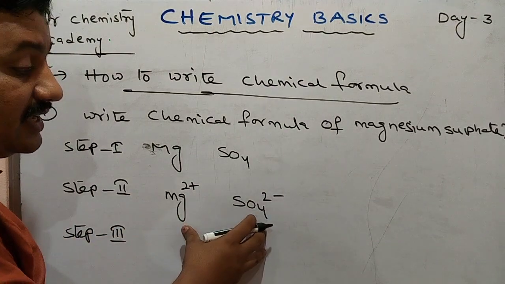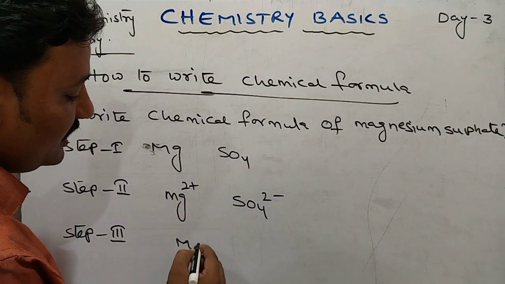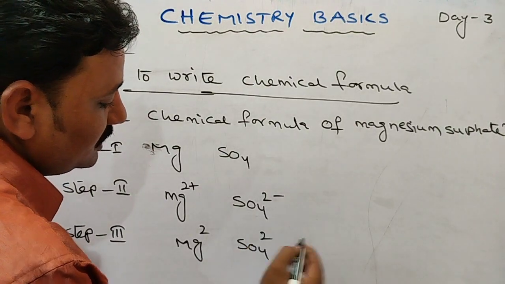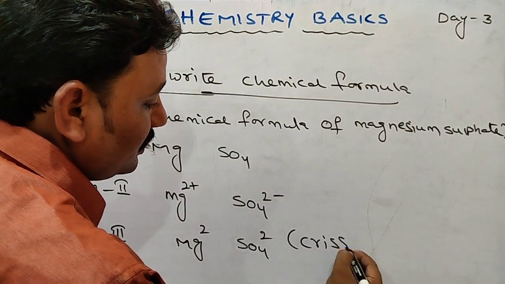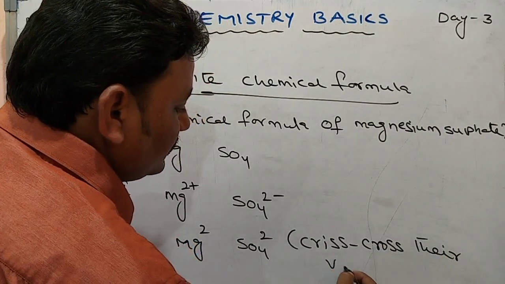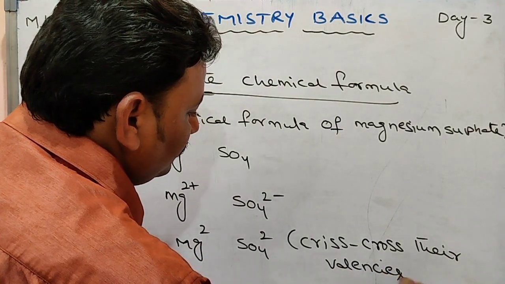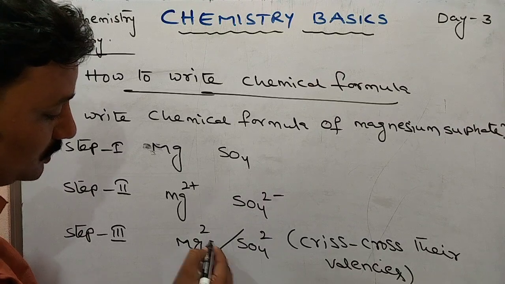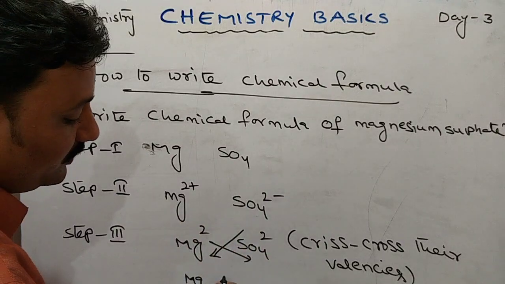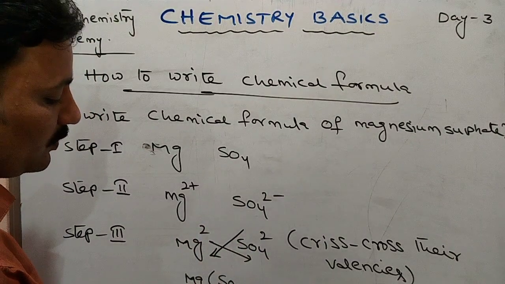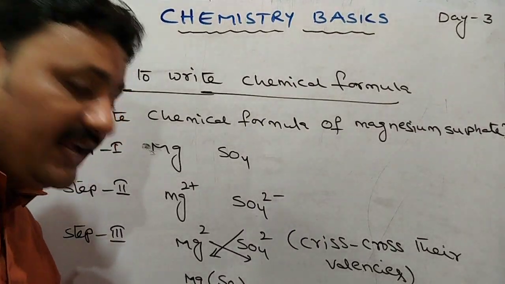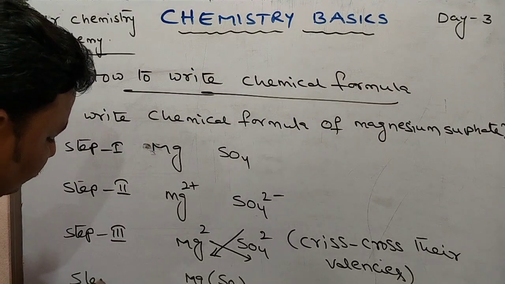Third step, crisscross their valences. Valency means without the charge: Mg2, SO4 2. These are the valences. Crisscross their valences. Now the valence 2 goes to Mg, and 2 goes to SO4. This is a compound ion, so you have to use the bracket. For compound ions you have to use the bracket like that. This is step 4.